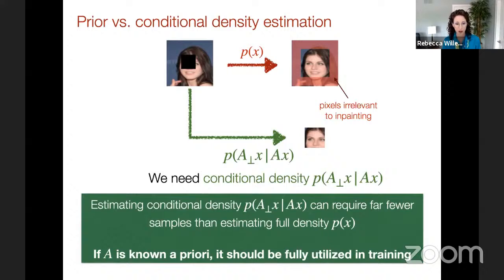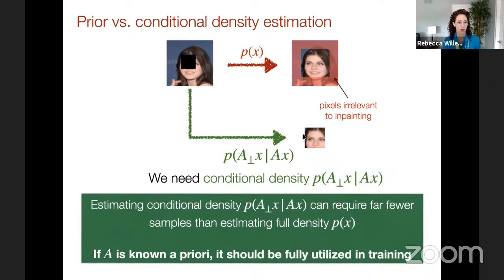So obviously we could estimate the full density and from that calculate the conditional density. But if the conditional density is smoother or if it is lower dimensional in some sense, then we can actually get very accurate estimates of the conditional density, even when we can't get good estimates of the full density. And so I think what we can conclude from this is that if A is known a priori, really we should be using it fully during the training.